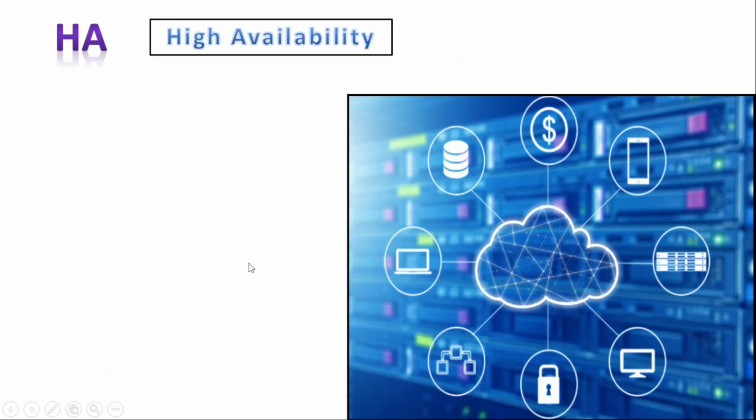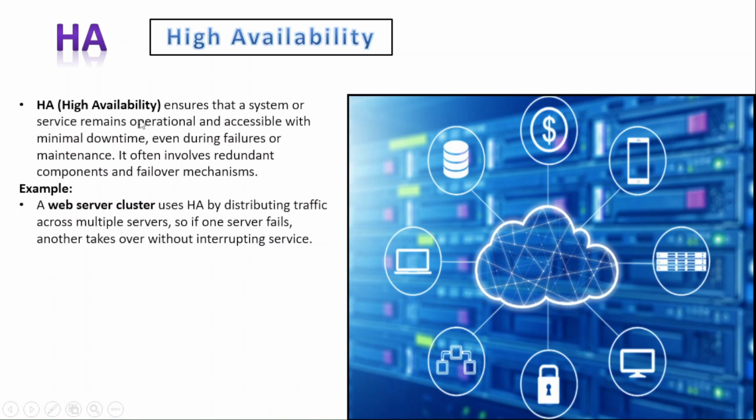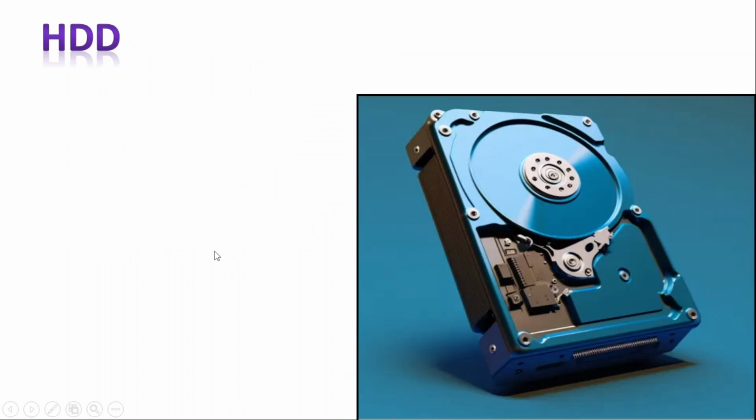HA, that is high availability. So HA, high availability, ensures that a system or service remains operational and accessible with minimal downtime even during failures or maintenance. It often involves redundant components and failover mechanisms. For example, a web server cluster uses HA by distributing traffic across multiple servers. So if one server fails, another takes over without interrupting service.